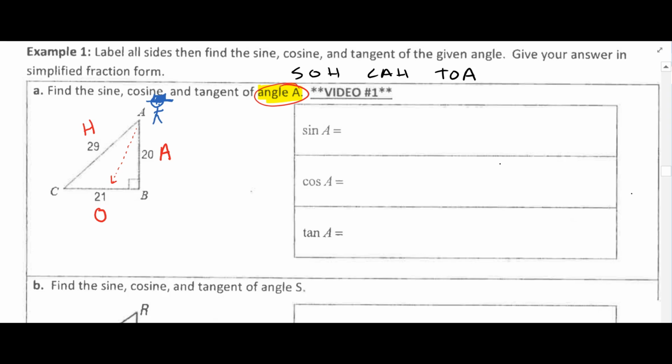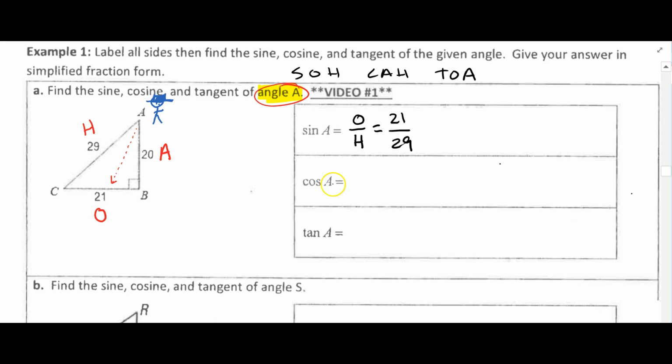Okay, so here are my three ratios. I want the sine, cosine, and tangent. I know sine is O over H, opposite over hypotenuse. My opposite side, I can see I labeled it, so it makes it nice and easy, is 21. My hypotenuse, H, is 29. If I could reduce this, I would. This one doesn't happen to reduce. So the sine ratio, which is the opposite side over the hypotenuse, is 21 over 29.